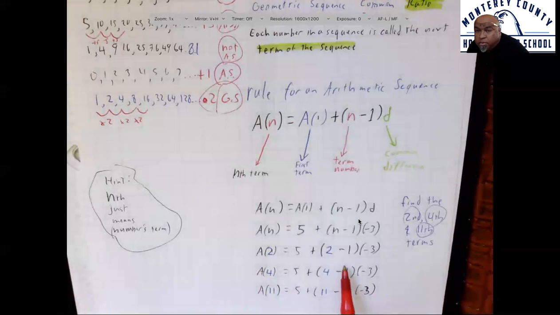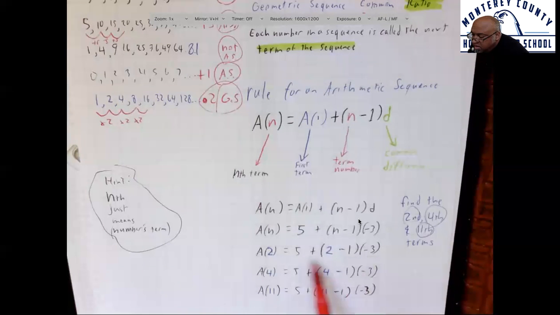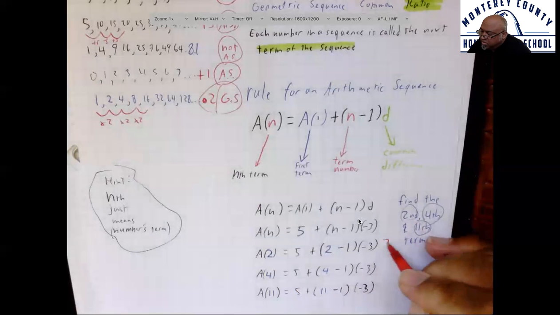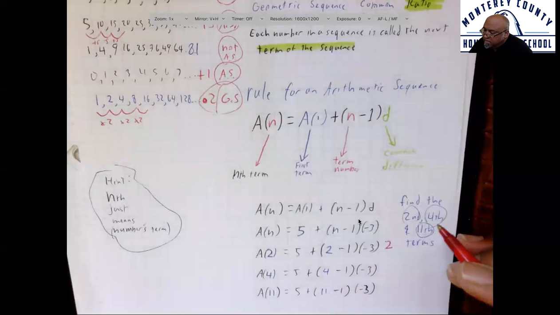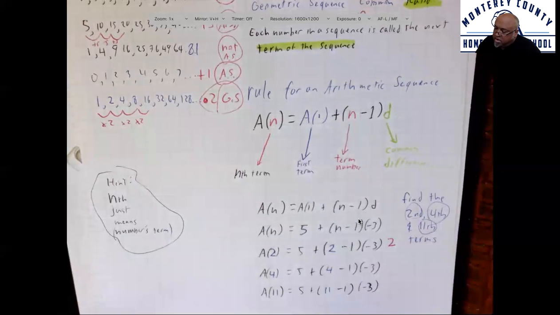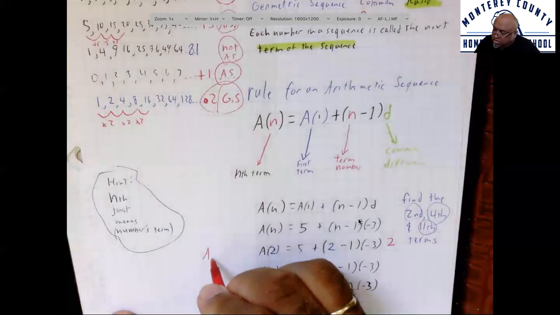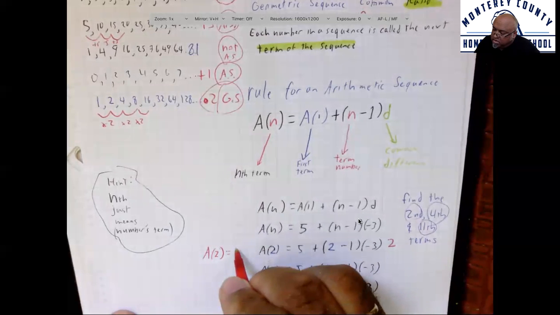So use order of operations to solve. So I have 2 minus 1 equals 1. The next step is to multiply. 1 times negative 3 would be negative 3, and negative 3 plus 5 would be 2. So my solution is this, and I could write it as the arithmetic sequence of the second term is 2.